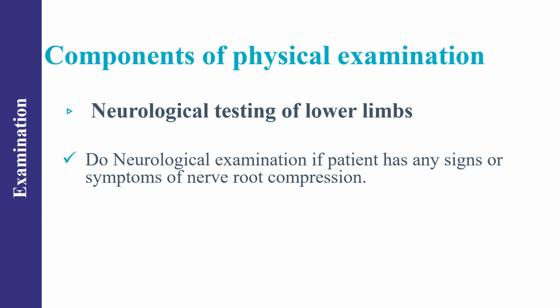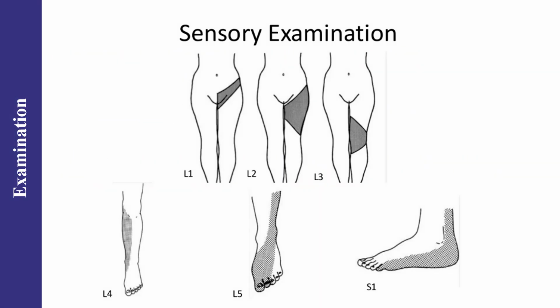So the next component is the neurological testing. Do a neurological examination if the patient has any signs or symptoms of nerve root compression. Even then, it's better to do the neurological examination. As I told you, the sensory examination, that is, the paresthesia you were told about previously. Now you look for any diminished sensation over these areas. These are the L1, L2, L3, L4, L5, and S1 areas. It's very easy to remember. You come from the top: the groin, thigh, knee, the leg, dorsum of the foot, on the medial side, and the lateral border of the foot. That is the S1 dermatome.